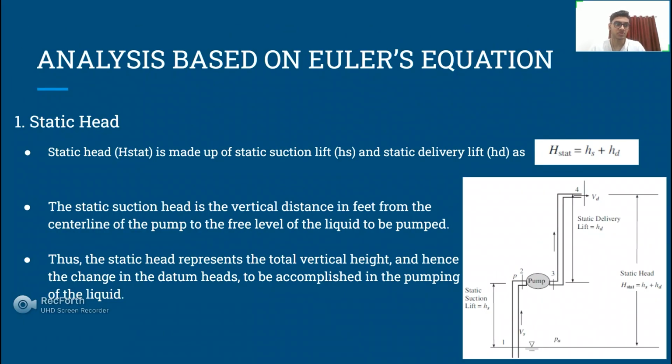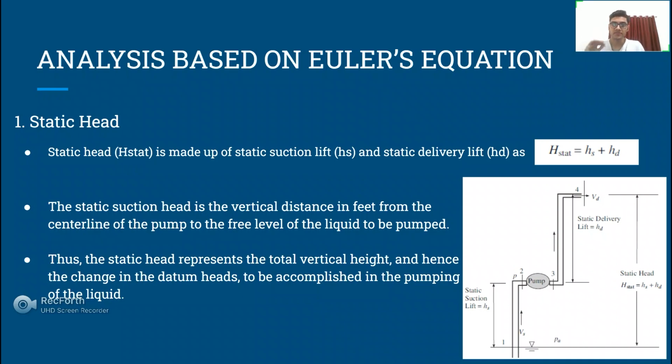Now, the analysis based on Euler's equation. First is the static head. Static head refers to the vertical distance from the water level of the sump to the water level of the receiving reservoir on the delivery side as shown in this figure below. The static head H stat is made up of static suction lift Hs and static delivery lift Hd, which is shown as H stat is equal to Hs plus Hd.